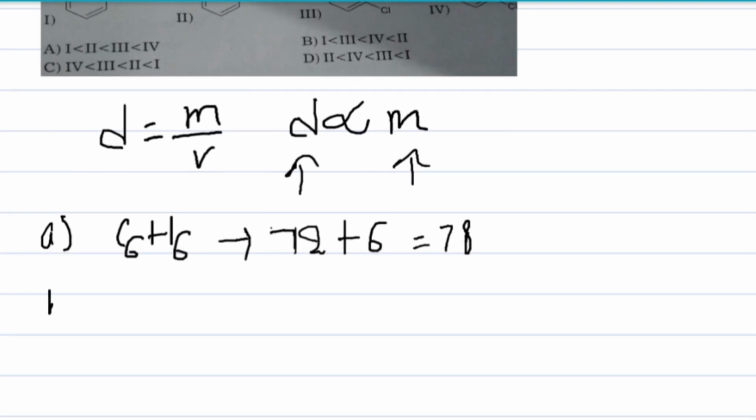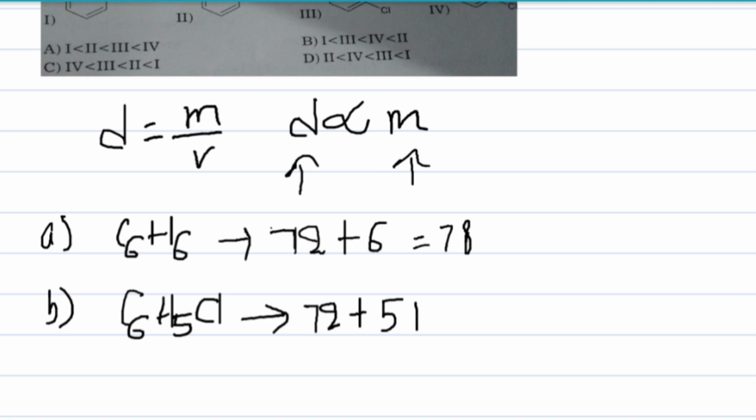Next, the B option is given: a benzene ring with one chlorine. So what is the formula of that? C6H5Cl. Now C6H5Cl: 6 carbons is 72, 5 hydrogens is 5, and chlorine is 35.5. The atomic mass is 35.5. So totally how much is this? 72 plus 5 is 77, plus 35.5 is 112.5. So this is 112.5.